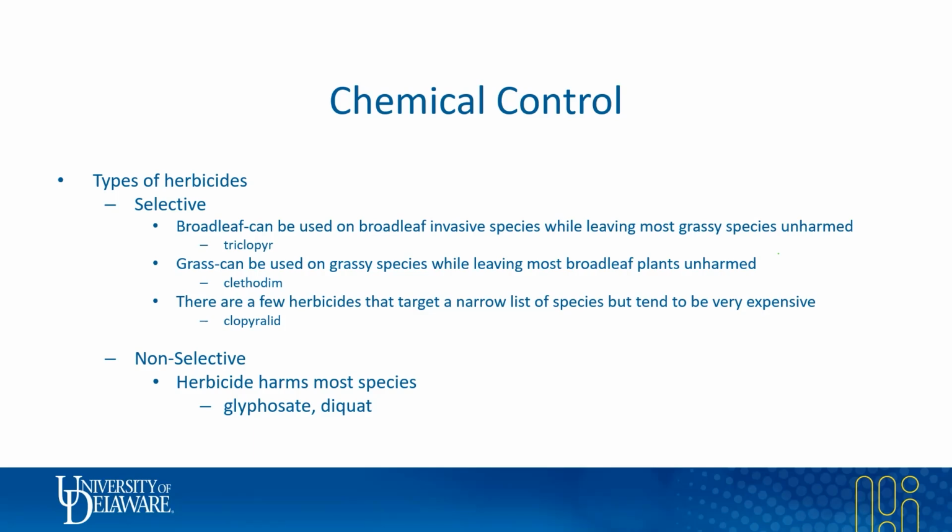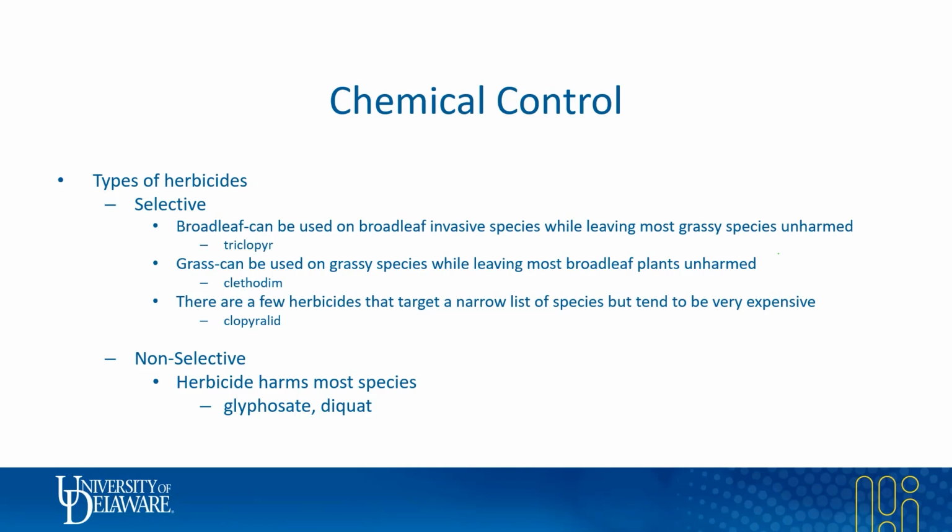And then vice versa, grass can be selected out of a broadleaf planting. So if you have a pollinator planting and you have grass in there, some of the grasses may be able to be controlled with a selective. And then I put clopyralid on there. It's even more selective, where it only affects a few species of broadleaf plants, but it's expensive. So it's just there in case you have a real critical planting that you want to protect.